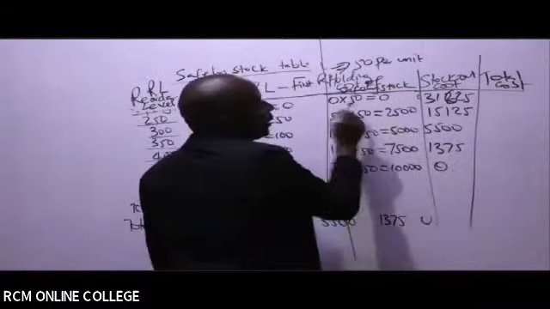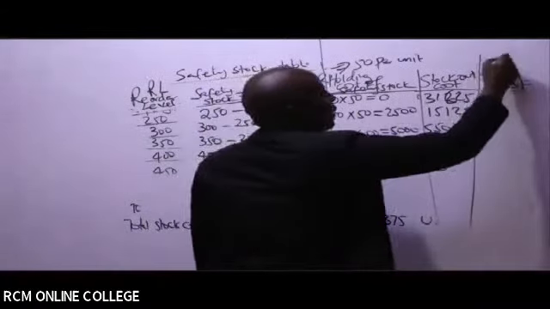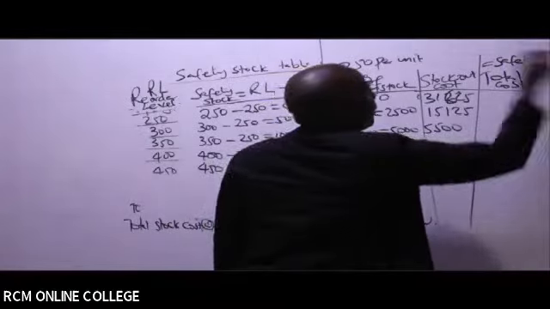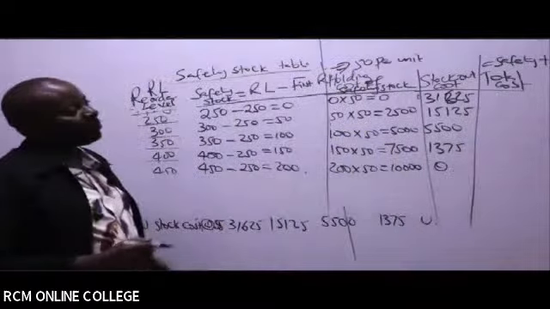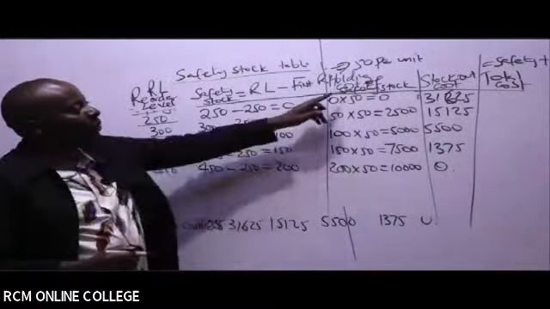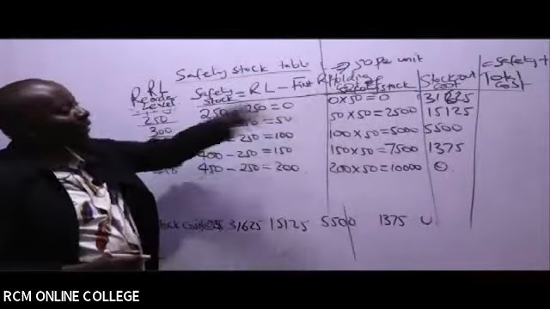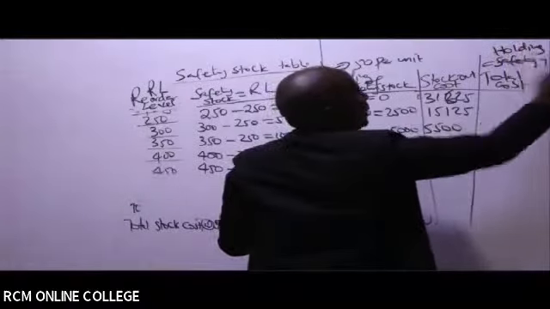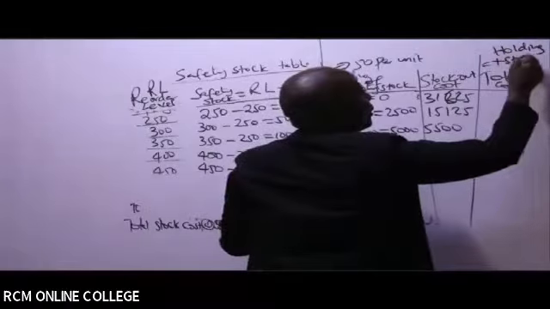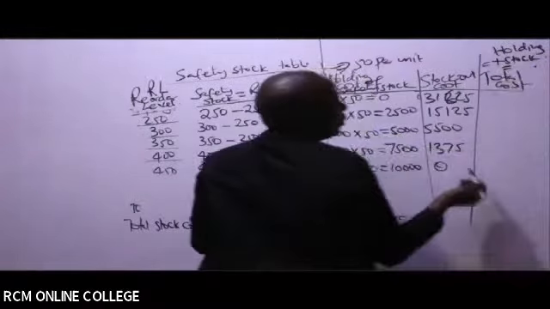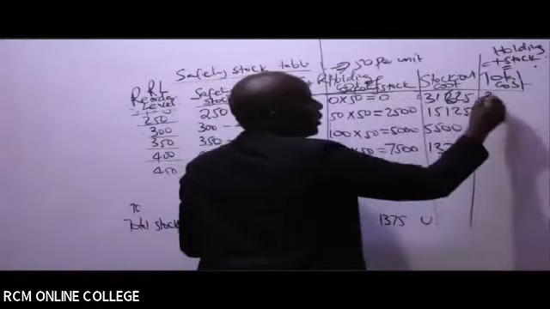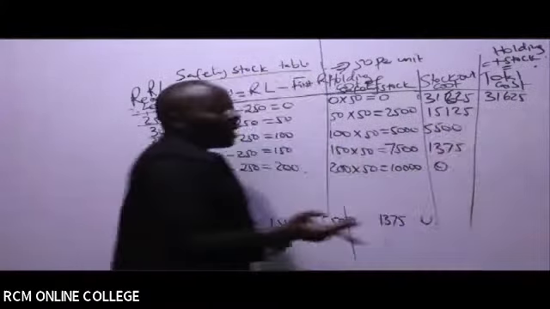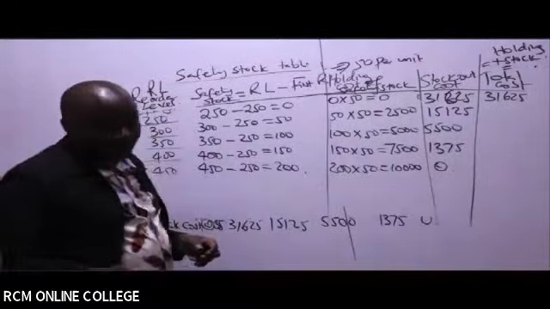So for total cost, you are adding holding cost plus stock out cost. Sorry for that earlier slip, it's holding plus stock out. So you simply add to get total cost. The first one will be 0 plus this, which is 31,625. The second one will be 2,500 plus this, which gives 17,625.